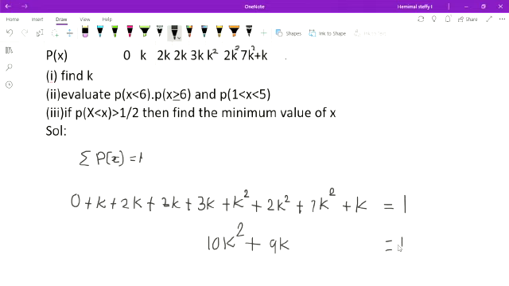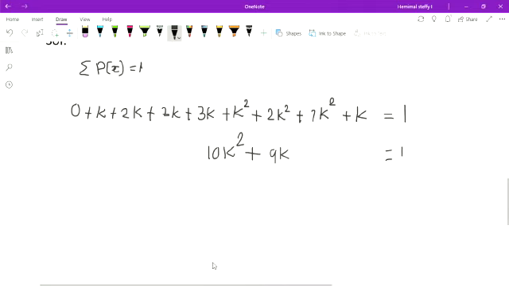Okay, then I'm using the factorizing method. Before I factorize, I do one thing. I will write 10k square plus 9k as it is, and bring the 1 to that side, so it changes to minus 1, equal to 0. The next step is factorizing this equation.